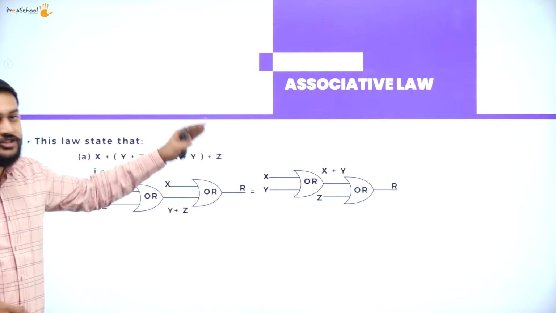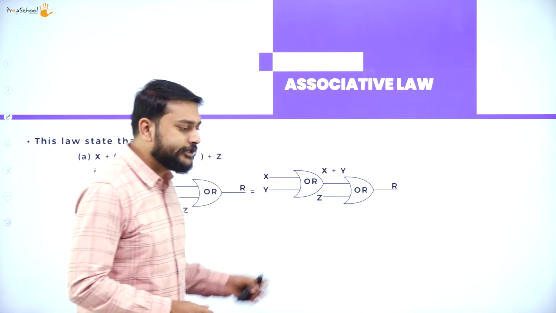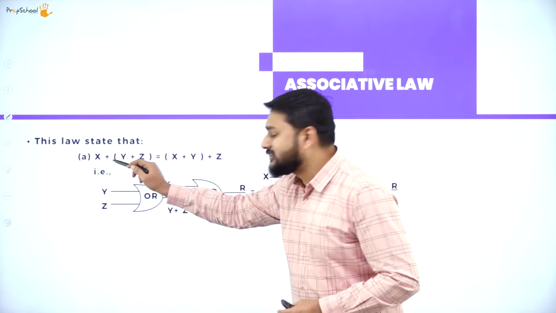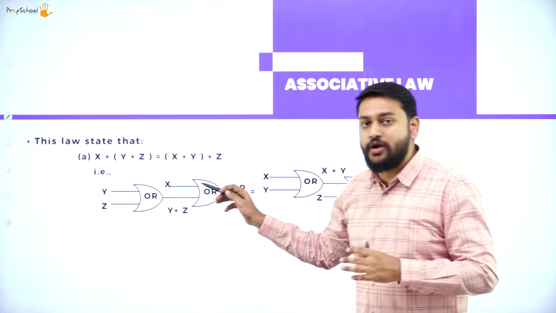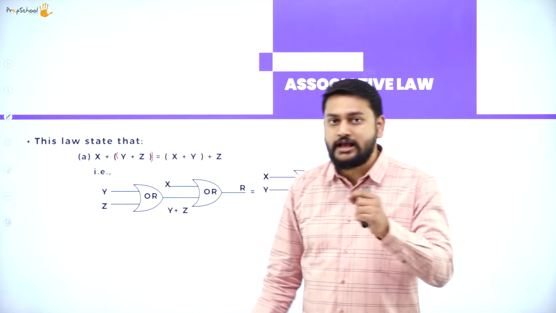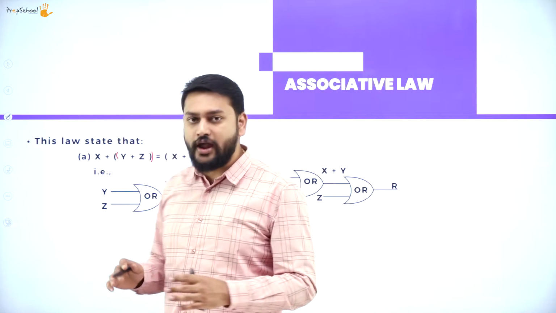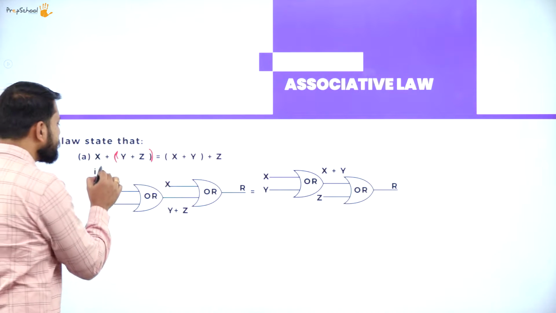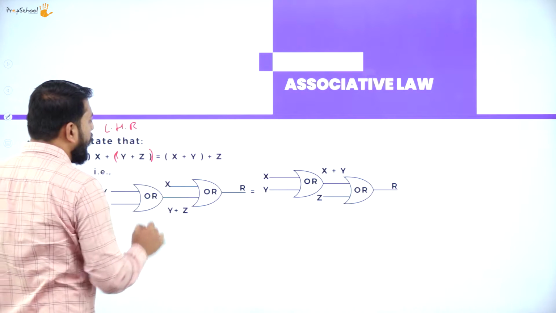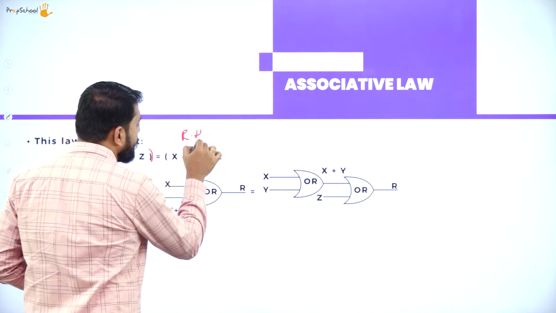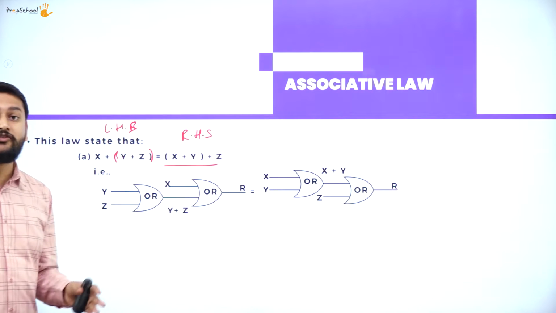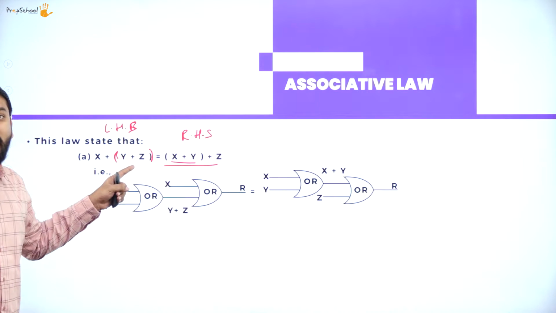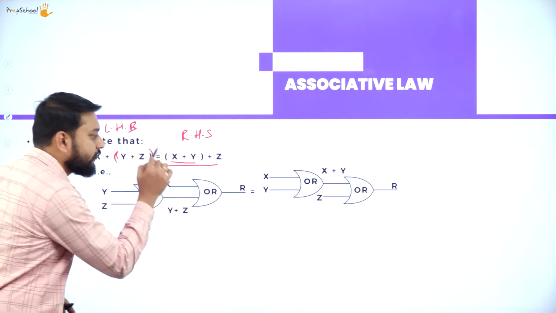The first law that we have is associative law. All of you know that associative law in the sense it will be x plus y plus z. You have to write it like this: x plus, with brackets for y plus z. This is your LHS. For the RHS, please observe, you will have the brackets for x plus y.